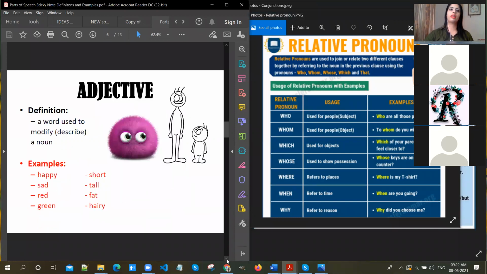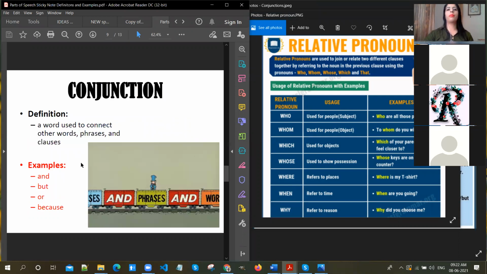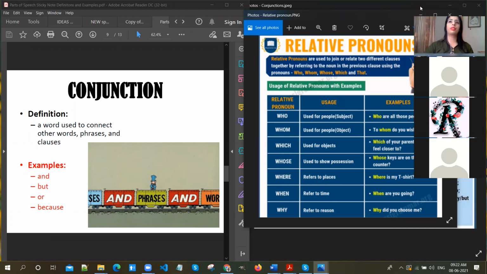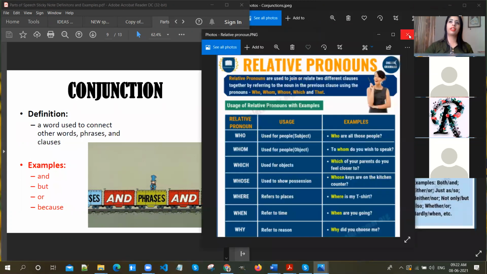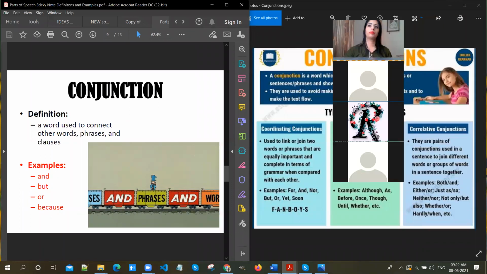Then adjectives, adverbs, preposition. Next, very important is conjunction. So can anyone tell me what are conjunctions? It is a very important topic. If you want to score 7+ bands in writing, you must use conjunctions properly in your writing task, and as well in speaking. Can anyone tell what conjunctions are? Ma'am, that join words or phrase.